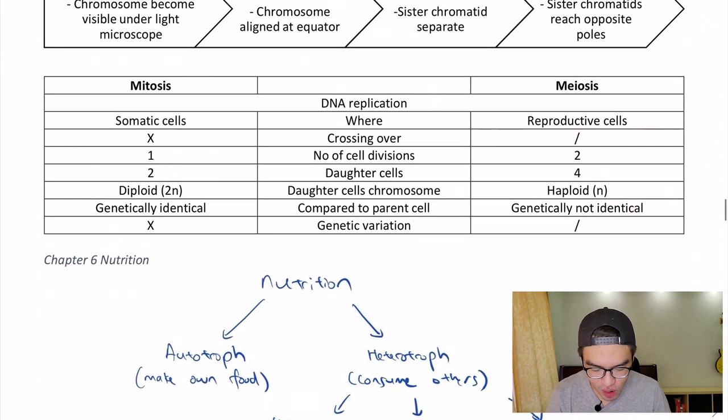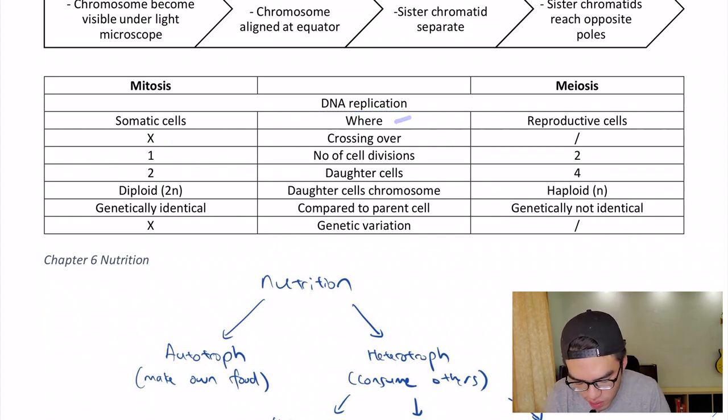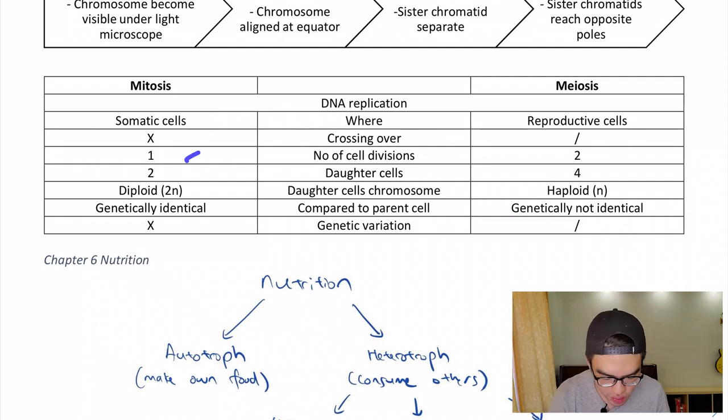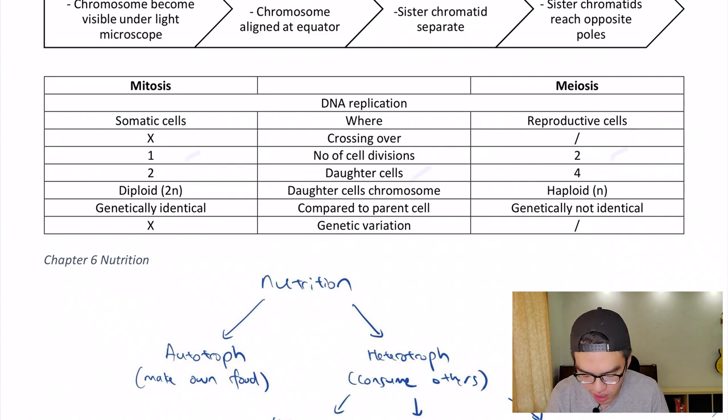Moving on, so what's the difference between mitosis and meiosis? Okay, the similarities, they do DNA replication. Where do they do it? Somatic cell and reproductive cell. Do they do crossing over? No and yes. How many cell divisions? 1 and 2. Daughter cells, how many? 2 and 4. Daughter cells chromosome, mitosis will remain diploid, means they look exactly the same.